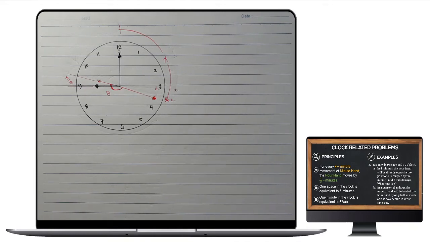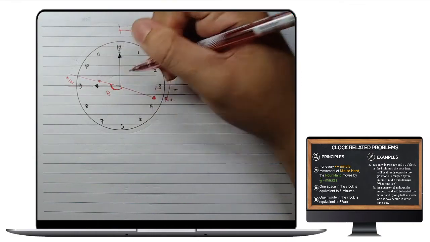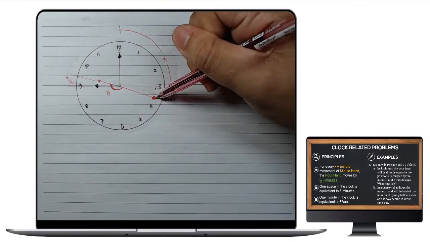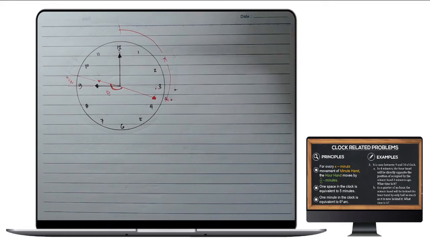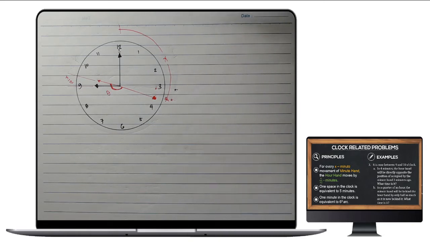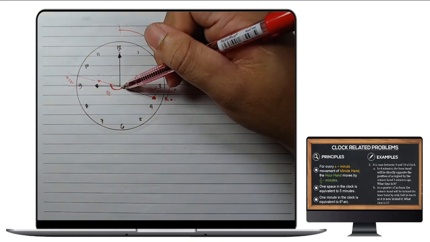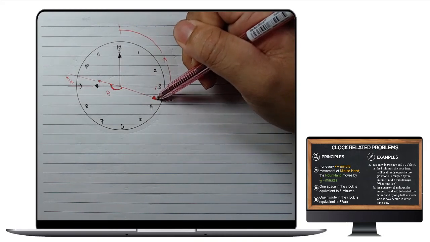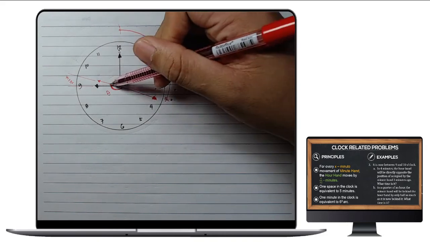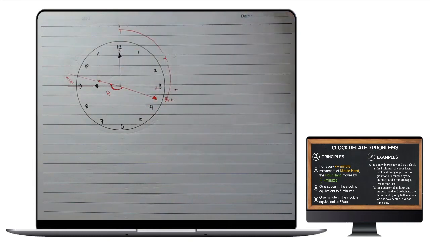So, in a quarter of an hour, the minute hand will be behind the hour hand by only half as much as it is now behind it. As you can see, I drew the minute hand to be behind the hour hand because, as stated in the problem, it is now behind it. The minute hand is behind the hour hand. So with the time that we have now, the minute hand is behind the hour hand. So our figure is correct.